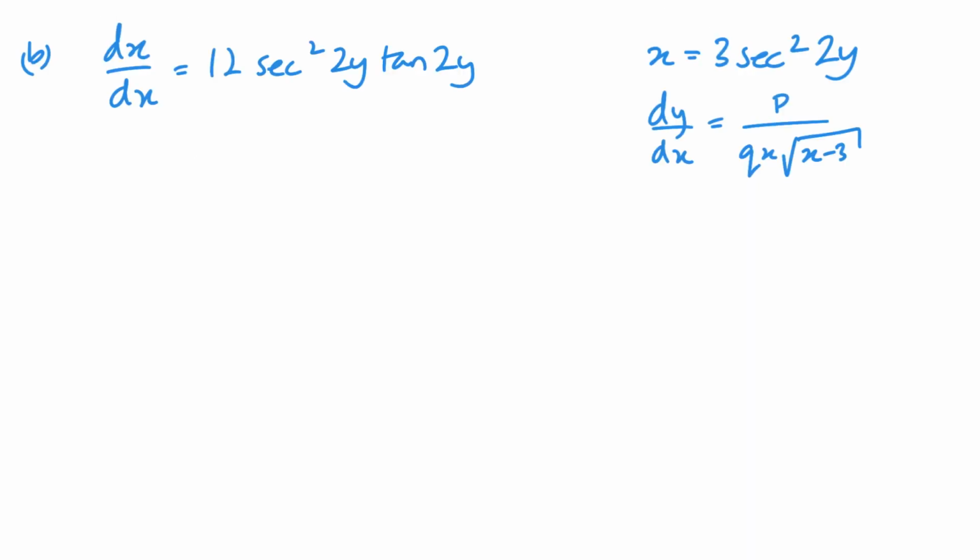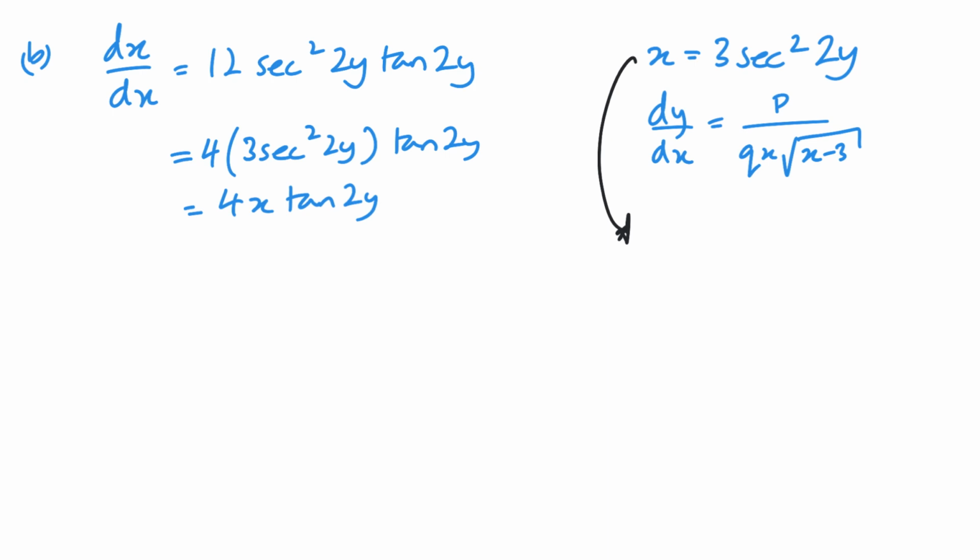Okay, part B, we need to show that dy by dx is equal to p over qx root x minus 3. Okay, so first thing I can see is that we already know that x equals 3 sec squared 2y. Okay, and I can get that from here. So if I take from the 12, so we've got 4 lots of 3 sec squared 2y tan 2y, then this gives me 4x tan 2y.